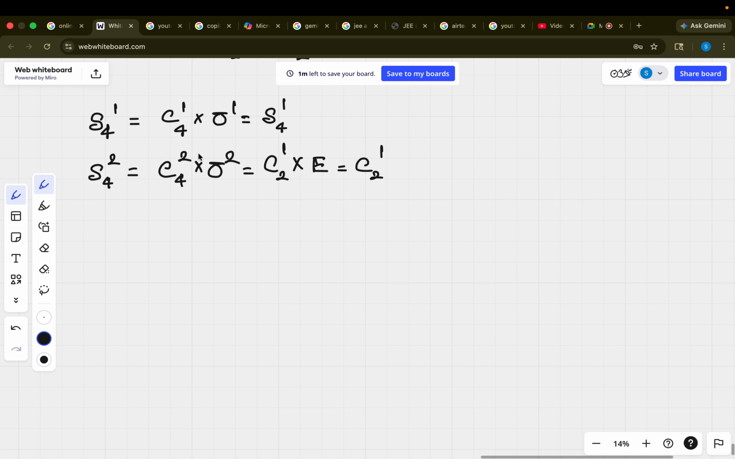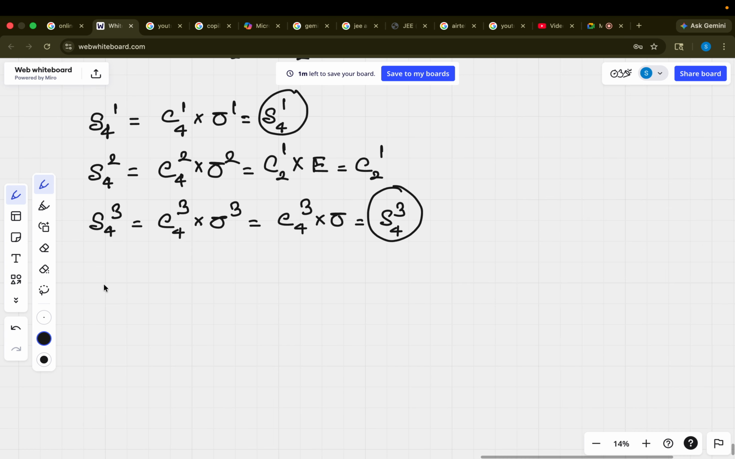Okay, you can cancel this out. Suppose you have S4^3. So that will be equal to what? That will be equal to C4^3 into sigma^3. So C4^3, keep it C4^3, and sigma to the power odd means sigma. So basically you will get S4^3. So this one is 1 and this one is 1, S4^3.